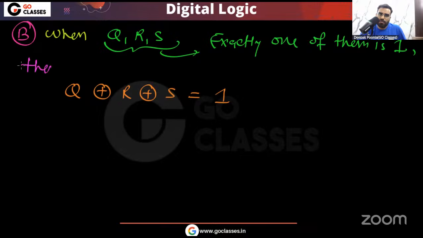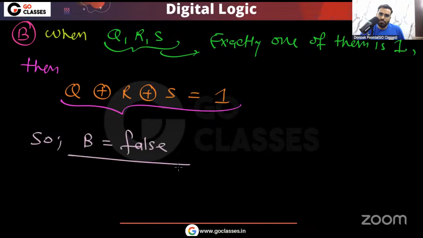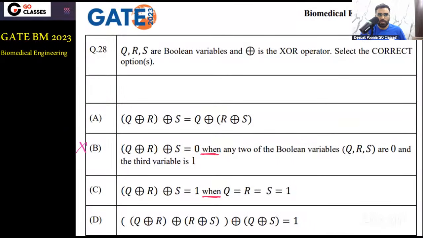Okay, so I can say that this option B is false. I hope you understood. Okay, so remember, option B is false. Very simple. Option A is already true, option B is false.